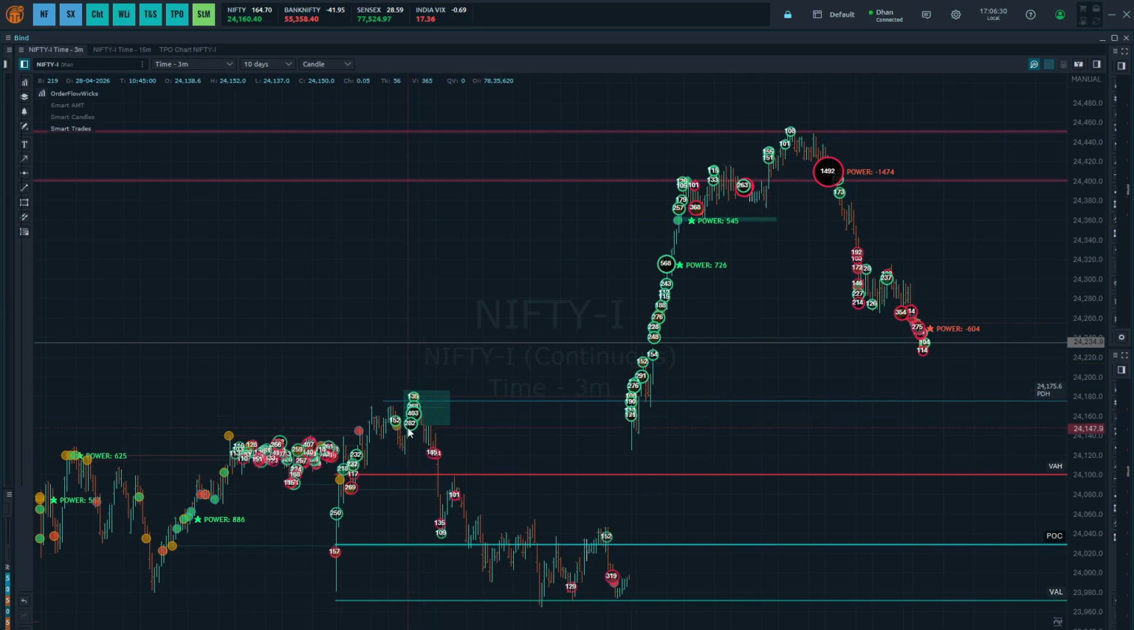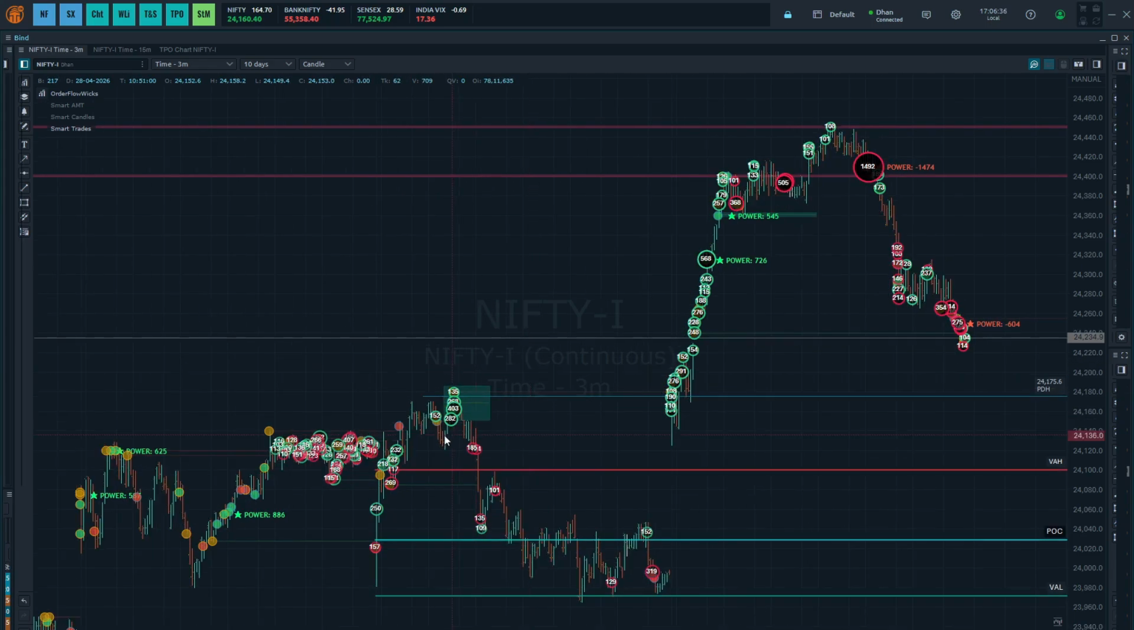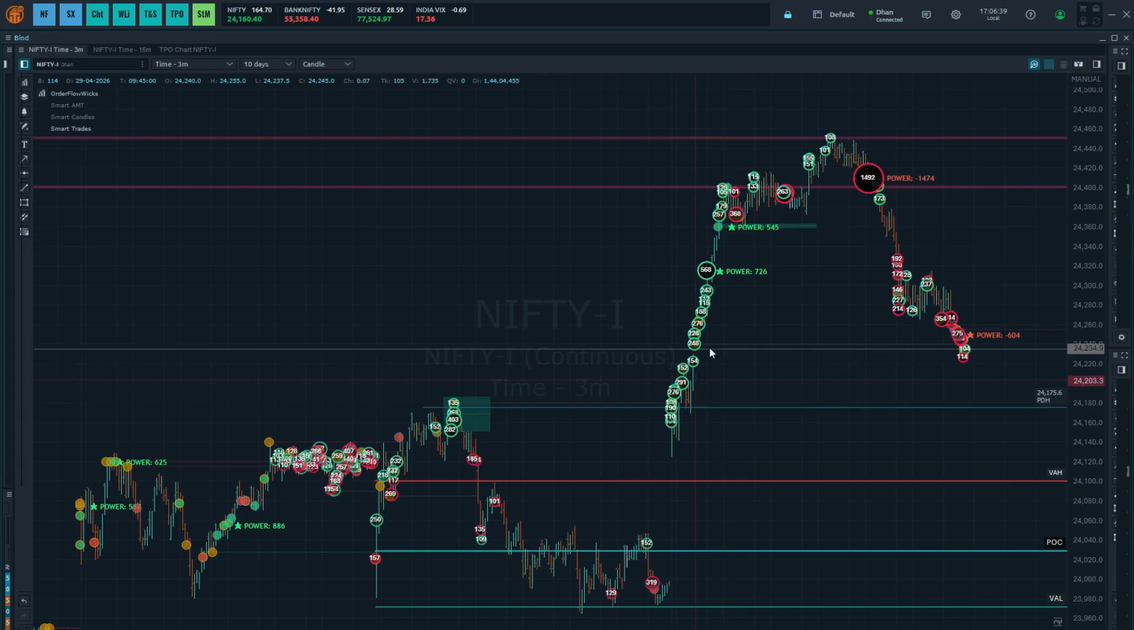Again, you need to have an edge or a confluence. This is just a tool to show you what market activity has been happening in this trend, or whether the price is stalling there, and based on this you can decide and trade.